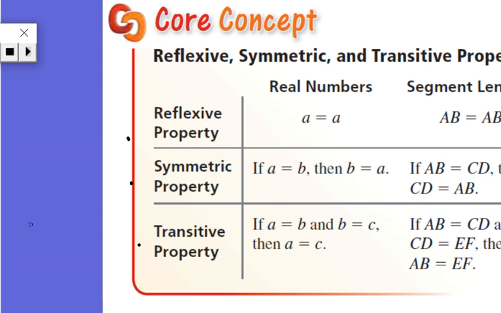Well, first and foremost, I want you just to look at what you see in each of these columns for the reflexive property. Real numbers, A equals A, segments, AB equals AB, measures, angle A is equal to angle A. What do you notice? Hopefully you notice that it's the exact same thing on the left as it is on the right-hand side. What do you think of when you think of to reflect?